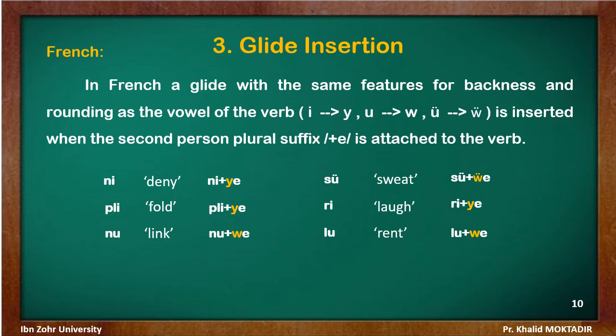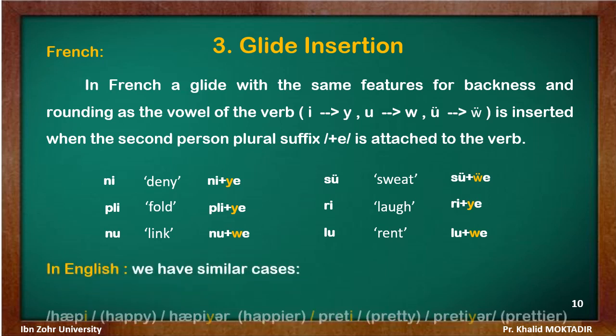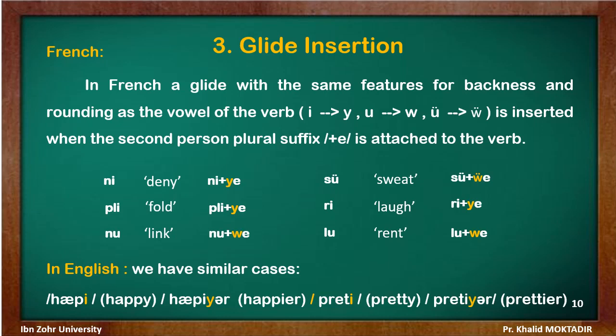We have a similar process in English where we insert a glide to separate two vowels. Look at the adjective happy in the comparative form where we say happier. And look at the glide that is inserted to separate the two vowels. Same thing happens in the word pretty, where you have prettier.